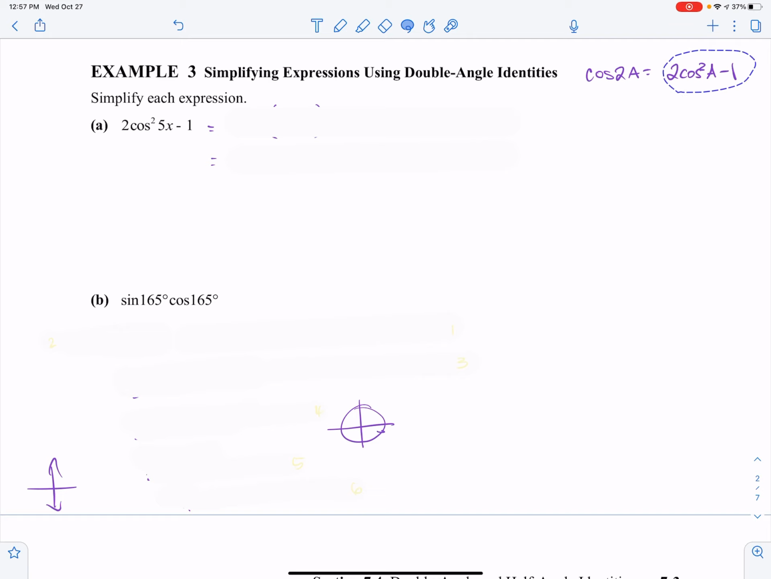The only difference is that instead of having an angle A, I now have an angle that's 5x. So what I'm going to do is substitute the other side in for this equation. And again, instead of writing an A, I'm going to write a 5x on this one. And then 2 times 5x is the same thing as 10x. Since I don't know where x is or what x is, there's nothing I can do. So this is as simplified as it's going to get.